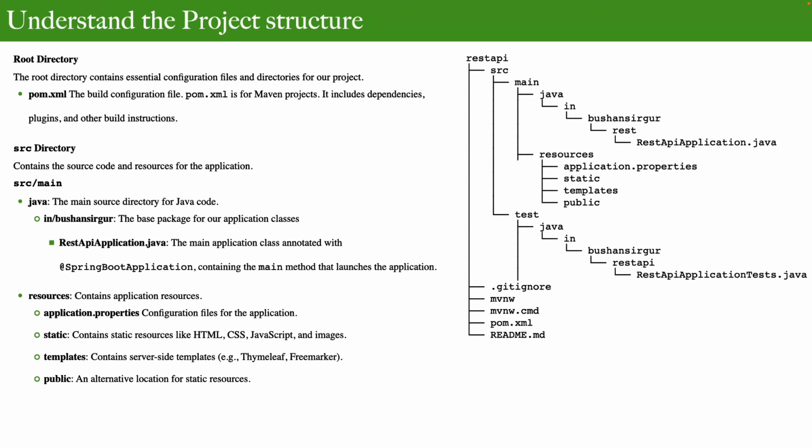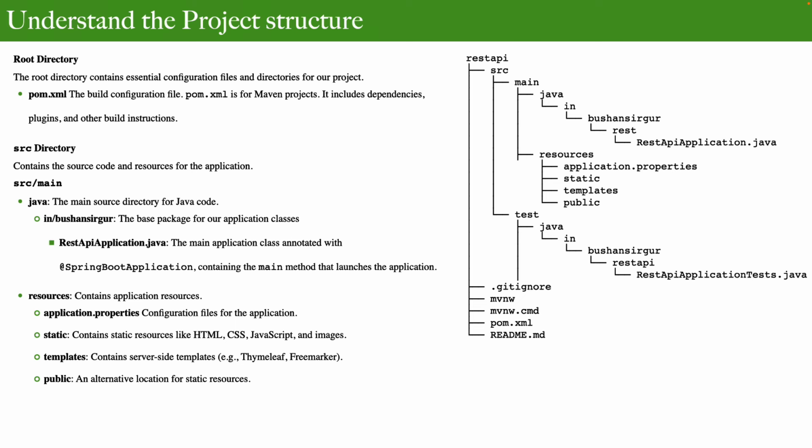Next is the source directory. It contains the source code and resources for the application. Inside this, we have two things, src/main and src/test. Under src/main, we have the Java folder as well as the resources folder. The Java folder is the main source directory for the Java code. We will add all our Java classes inside this folder.